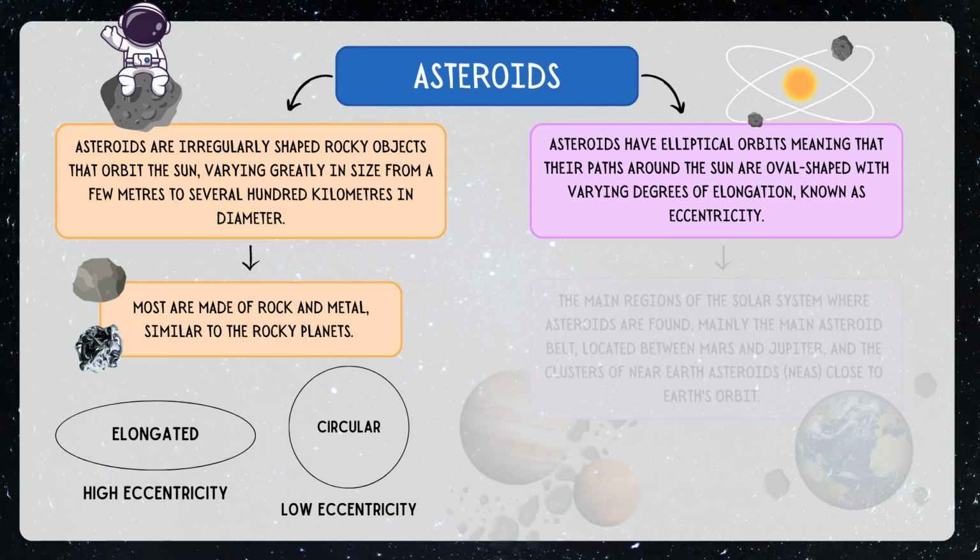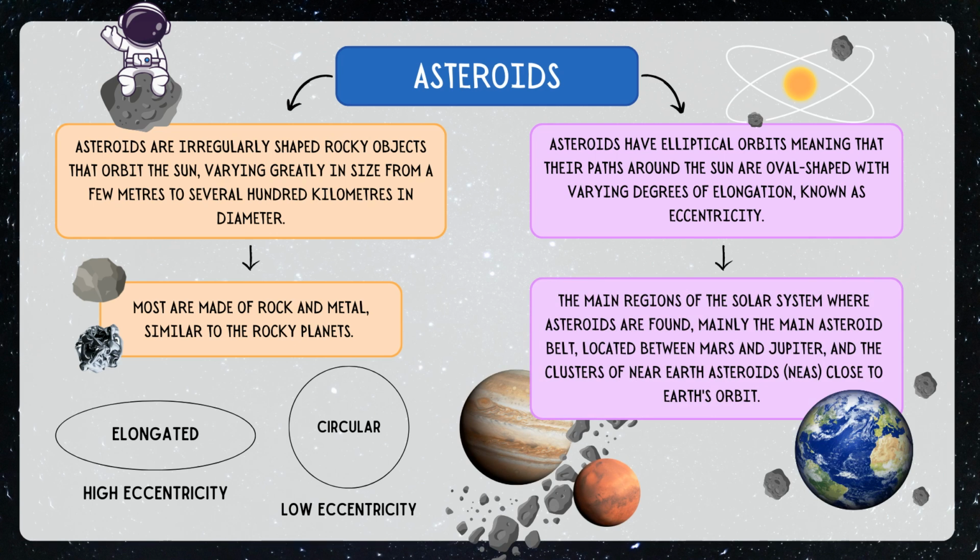Finally, we identified the main regions of the solar system where asteroids are found, mainly the main asteroid belt, located between Mars and Jupiter, and the clusters of near-Earth asteroids, NEAs, close to Earth's orbit. In summary, understanding the size, orbits, and locations of asteroids helps us gain deeper insights into the dynamic and diverse nature of our solar system.